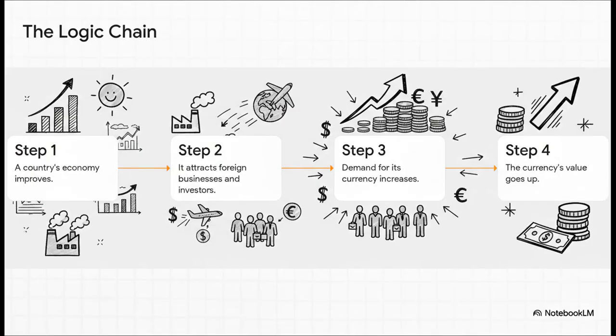Let's just walk through this chain step by step. Okay, so first, a country's economy starts looking really good. What happens next? Well, that good news attracts foreign businesses and investors. They want in on the action. But to invest there, they first have to buy that country's currency. All that buying creates a surge in demand. And, like we just said, when demand goes up, so does the currency's value.